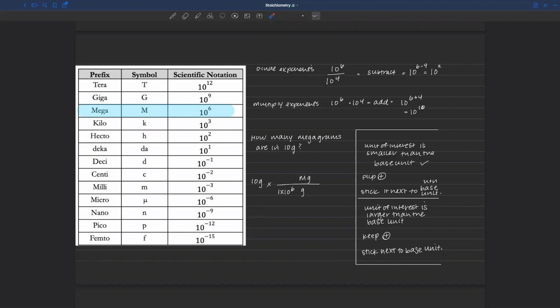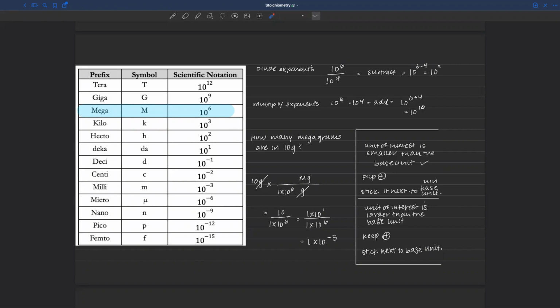And then you just go ahead and solve. Grams cancels. You have 10 over 1 times 10 to the 6th. So we can convert to scientific notation. 1 times 10 to the 1st over 1 times 10 to the 6th. So 1 over 1 gives me 1 times 10 to the 1 minus 6, negative 5, like that.